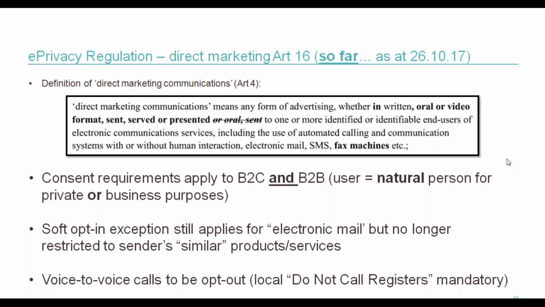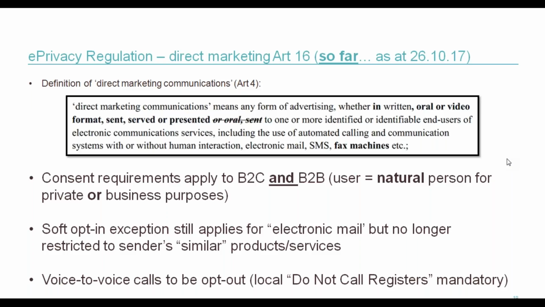But one interesting thing from the latest version is the reference to similar products and services being removed from the LIBE committee version. So for those of you familiar with the soft opt-in exception, you'll know that one of the conditions is that the marketer can only email their own similar products and services. That's coming out, and it only refers to their own products and services. So that's quite favourable because it will give a bit more flexibility to businesses.